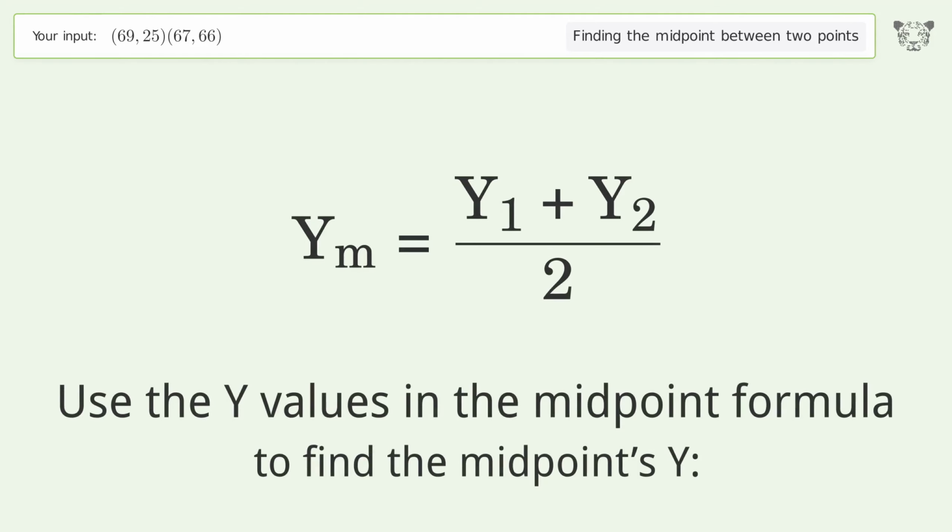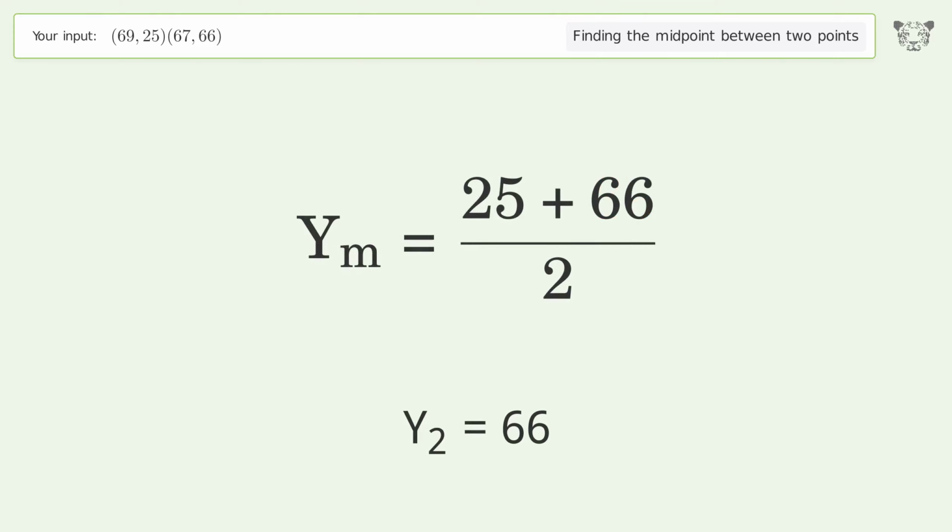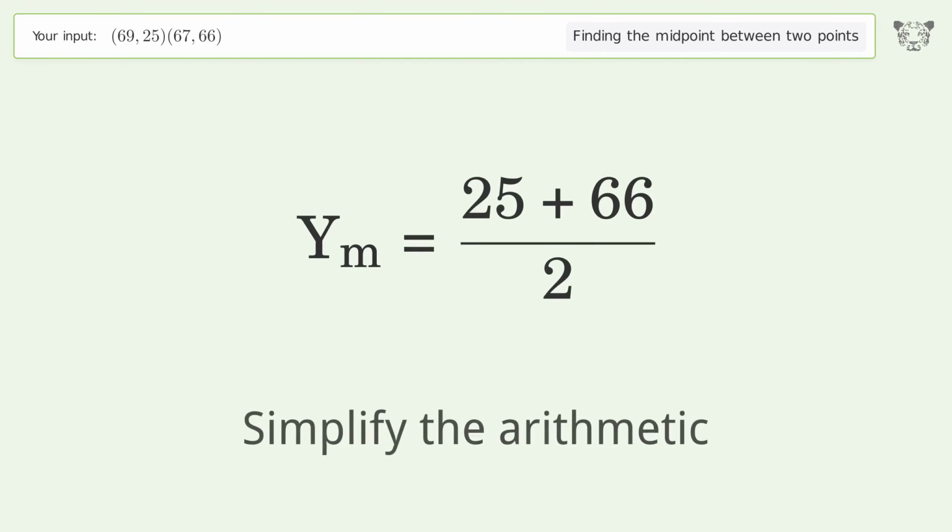Use the y values in the midpoint formula to find the midpoint's y. y1 equals 25. y2 equals 66. Simplify the arithmetic.